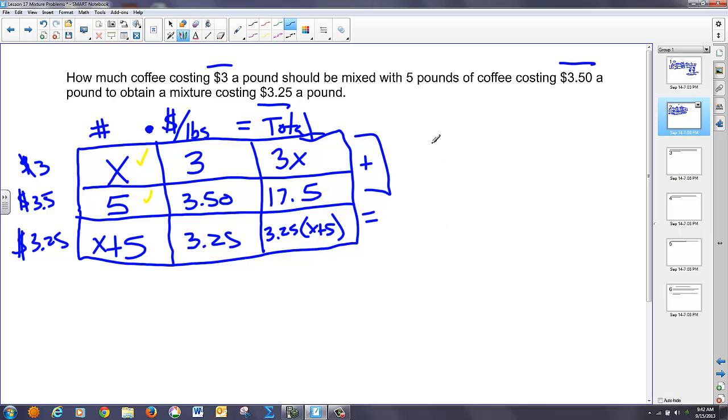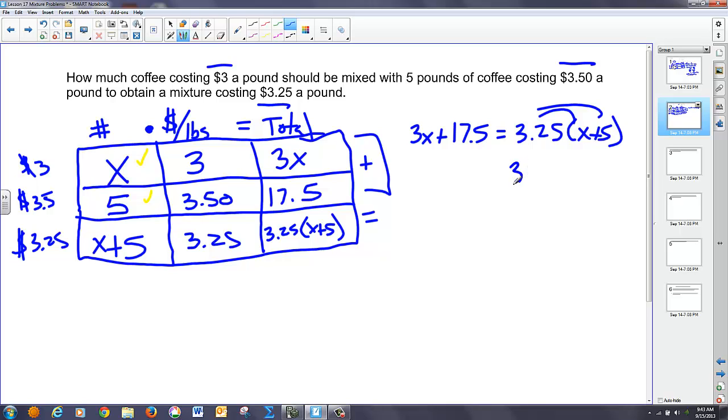So when I solve, I have 3x plus 17.5 is equal to this new quantity, 3.25 times x plus 5. First thing I'm going to have to do is probably distribute this.